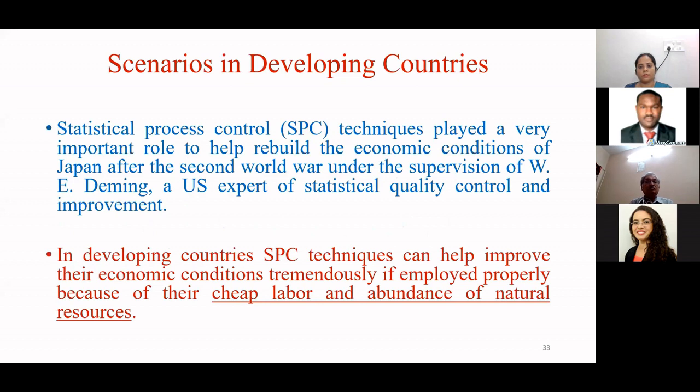Now, in developing countries, statistical process control (SPC) techniques played a very important role in helping rebuild the economic conditions of Japan after the Second World War, under the supervision of W. E. Deming, a US expert of statistical quality control and improvement. In developing countries, SPC techniques can help improve economic conditions tremendously if employed properly, because of their cheap labor and abundance of natural resources.